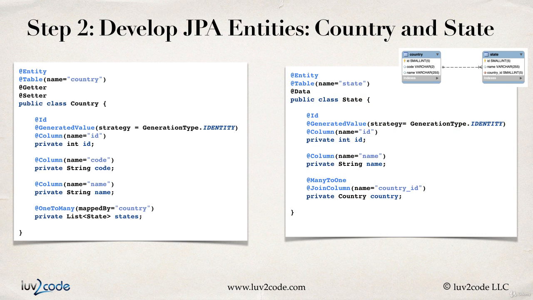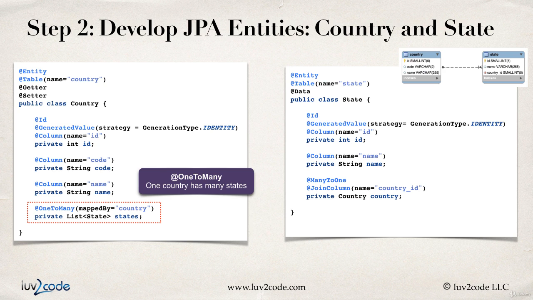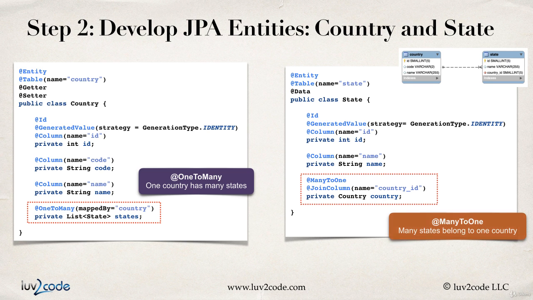And then we also do a similar thing here for a state. We make use of the fields and also the columns. And then notice here at the bottom, we have our advanced mapping relationships here, one to many. So one country has many states. And then over on the right-hand side for state, many states belong to one country. All right, so we have the one to many and the many to one for this JPA entity mapping relationship.